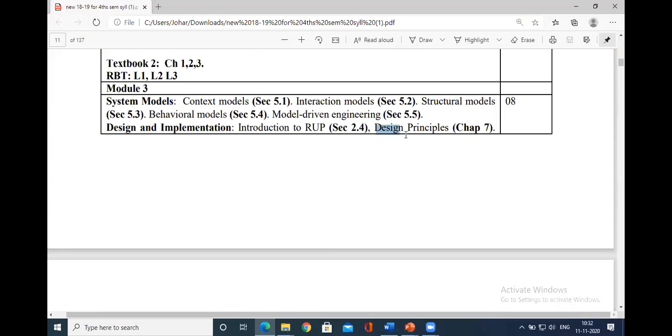And what are the design principles? These are all the things that you have to cover in chapter number 7, in the same module. Okay, so context model, interaction and structure model we have come across. So behavior models, as I said.